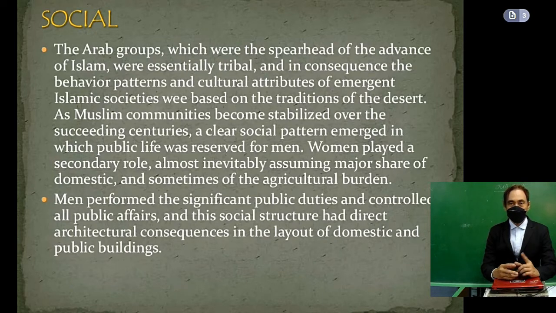Men performed the significant public duties and controlled all public affairs, and these social structures had direct architectural consequences in the layout of domestic and public buildings.